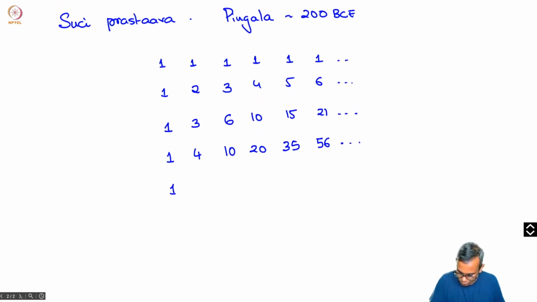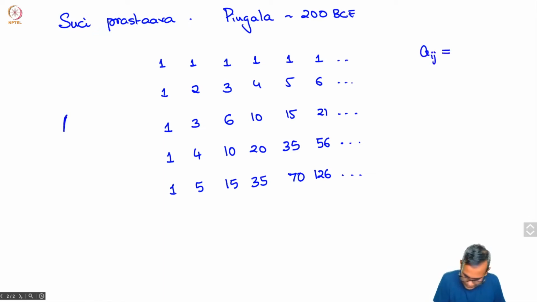And let's just do one or two more rows. 1, 5, 15, 35, 70, and I guess this is 126, and so on. So what you see here are the binomial coefficients. Let's call this matrix A. It's an infinite matrix, or an infinite array of integers. Its ij-th entry, A_ij, is just the binomial coefficient (i+j choose i).